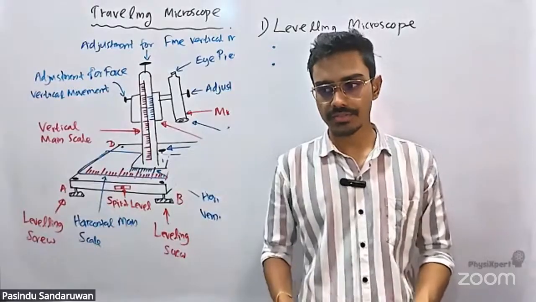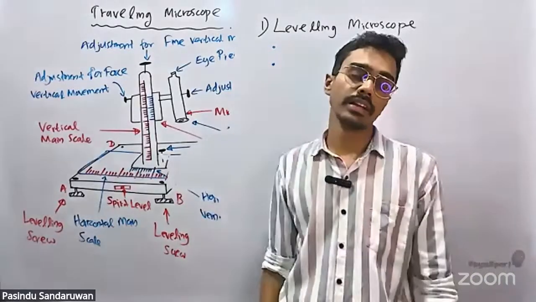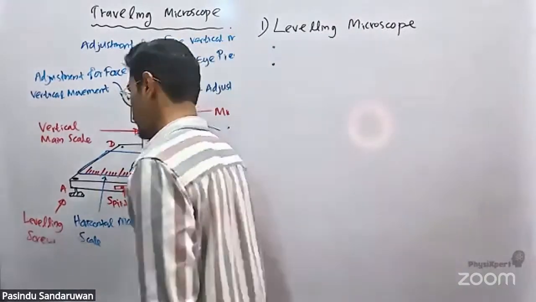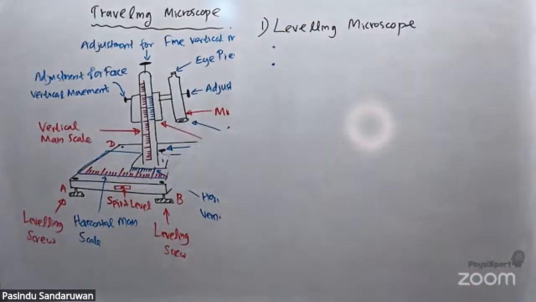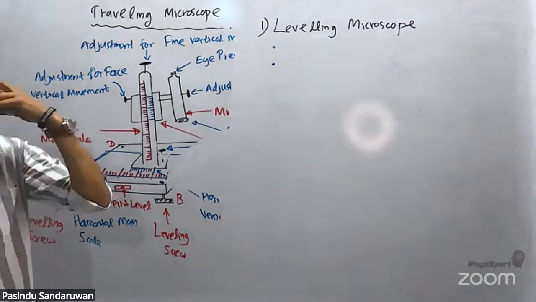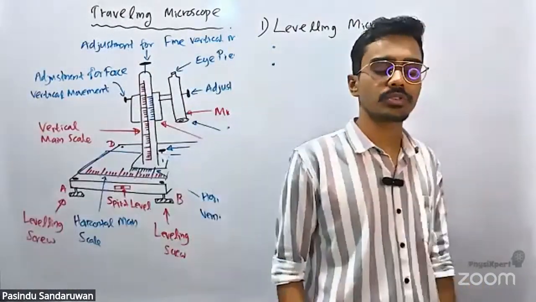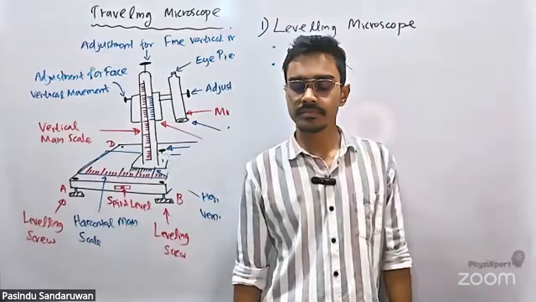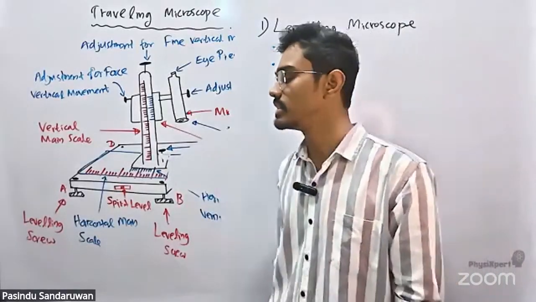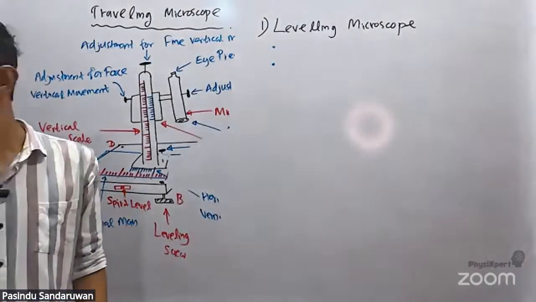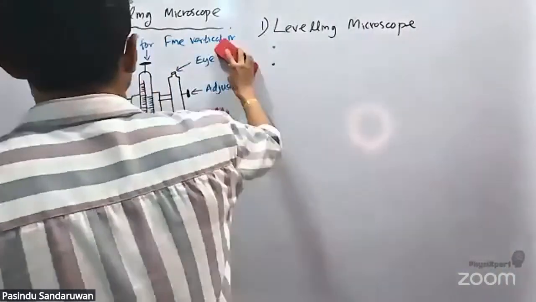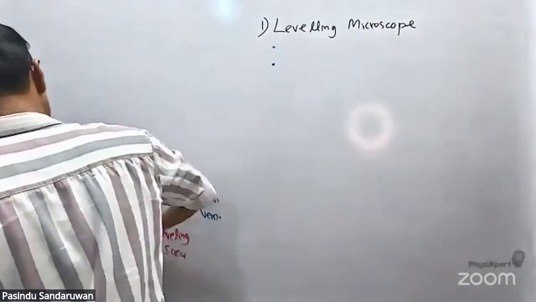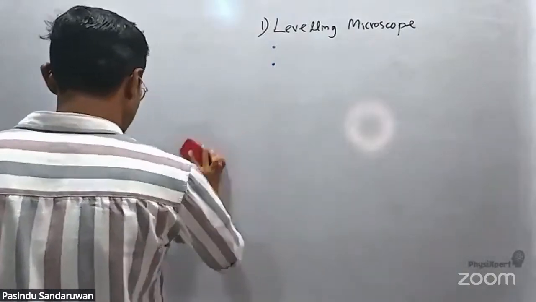Second point. Level and screws of traveling microscope should be adjusted by checking the air bubble of spirit level.